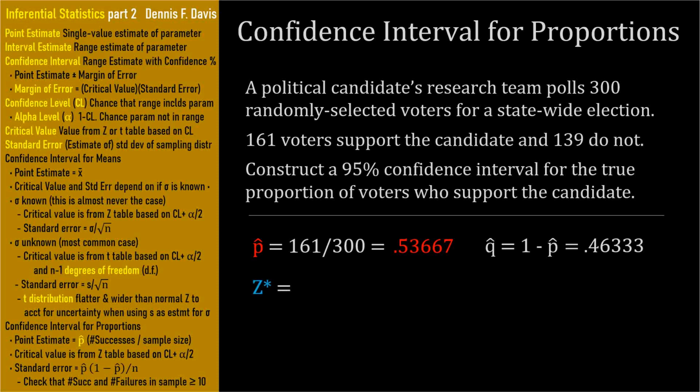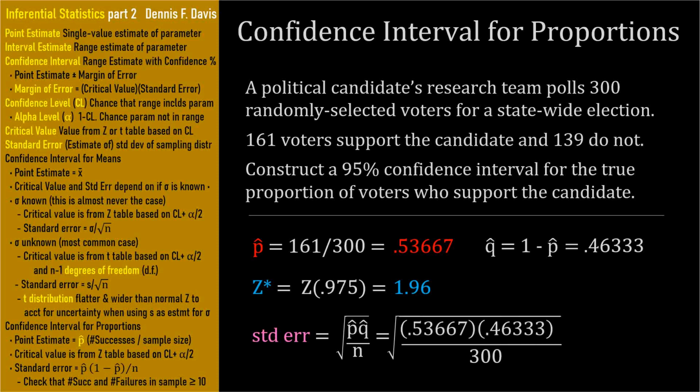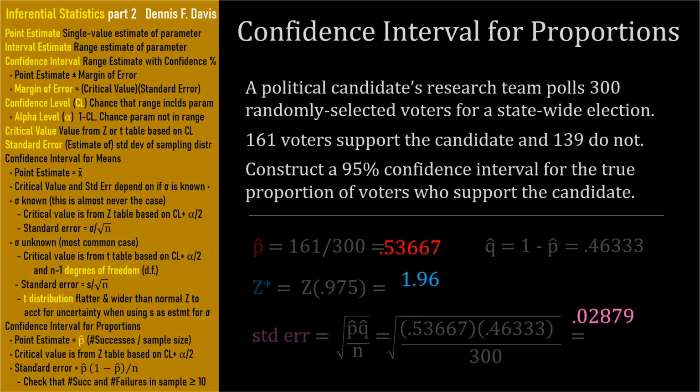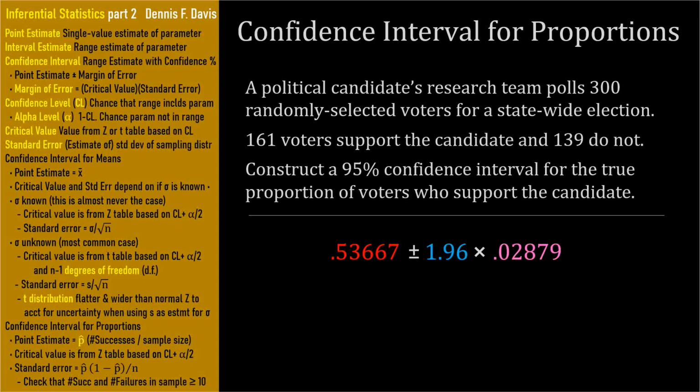The critical z value for a 95% confidence level is the z-score associated with a probability of 0.975, which is 1.96. And the standard error is the square root of p hat times q hat divided by n. Plugging in the appropriate numbers yields a standard error of 0.02879. Well, all the hard work is done.